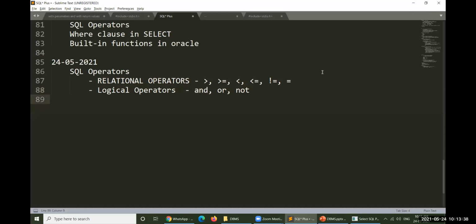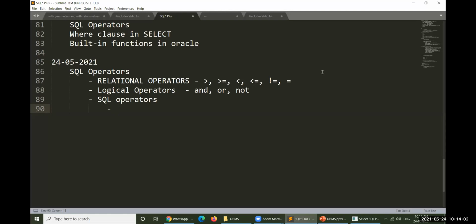Now, these are okay. There is no problem about this. So we have to consider these operators. These operators are very, very important. SQL operators. Let me list them out. If you have a paper and pen with you, then you have to note down all these.